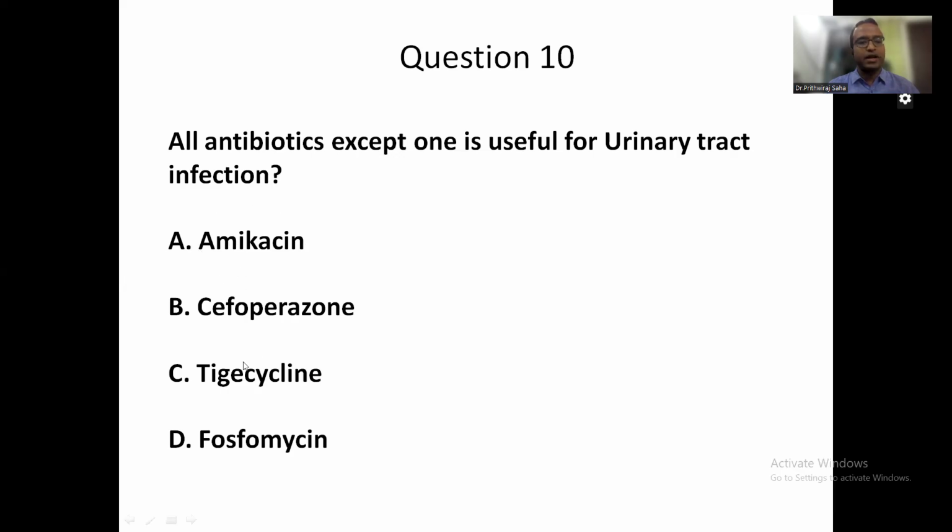Amikacin is a hydrophilic drug. Cefoperazone is a hydrophilic drug. Tigecycline, wait for a minute. Fosfomycin is a hydrophilic drug. For a UTI, we often use fosfomycin sachet. Cefoperazone, a beta-lactam, is a hydrophilic drug. But tigecycline, tetracycline, doxy, and mino are lipophilic drugs, so they get distributed into the tissues.